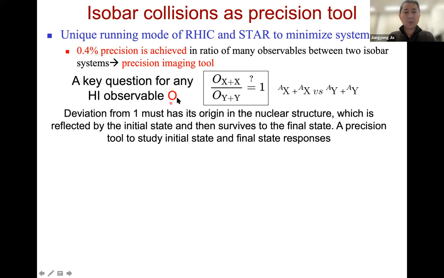So what you could argue is that for any observable, this is not only limited to flow observables, but it can be jet quenching, non-flow, anything, CME, right? If you measure this observable in these two isobar systems, take a ratio, and the ratio is not equal to one, it must first come from the nuclear structure. The fact that you have a different number of protons, a different number of neutrons, the shape is different, the neutron skin is different, all of this. This difference originates from the nuclear structure, which is then reflected in the initial state and survives to the final state. If you understand how they are transferred to the final state, then you can use this observable to learn about the nuclear structure. And this should be true for any observable.